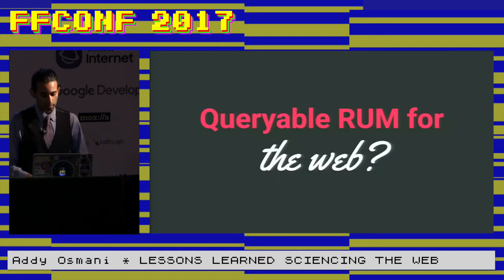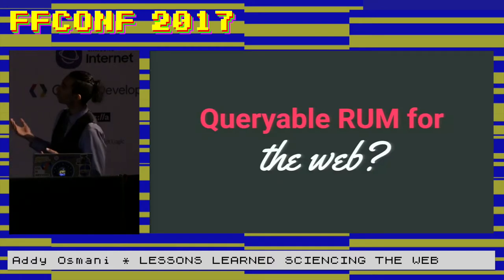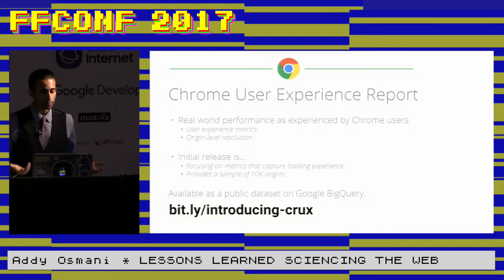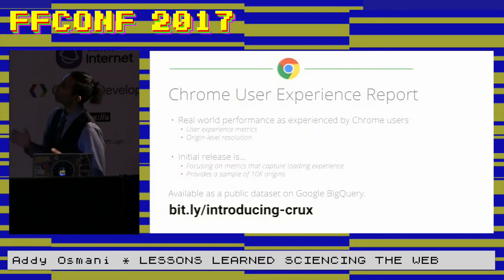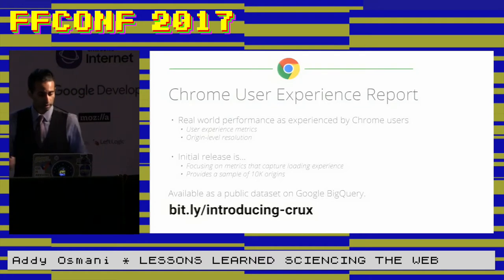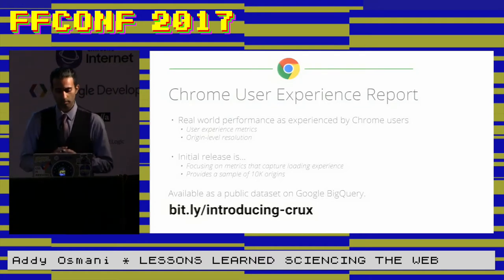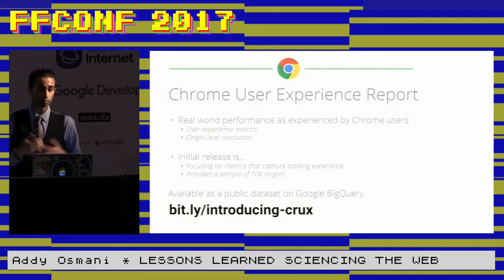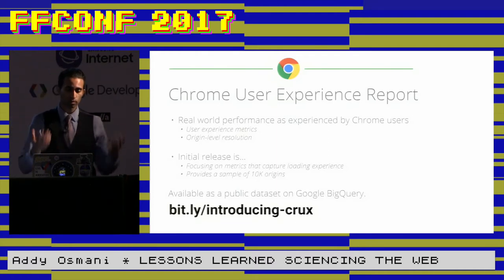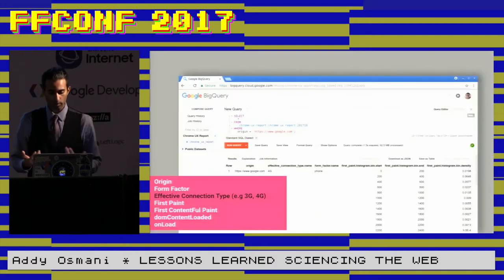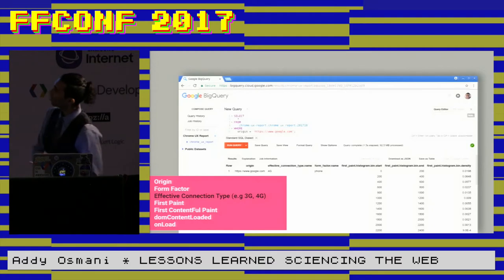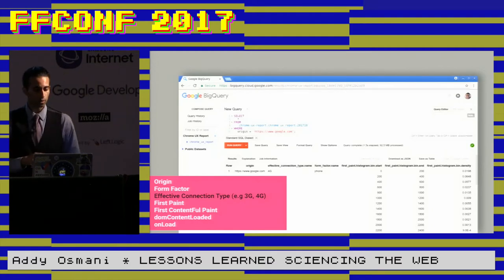And so over on the Chrome side, we've been thinking about what queryable RUM for the web would look like. And a few weeks ago at Chrome Dev Summit, we announced the Chrome User Experience Report. The idea here is that this is a public data set that captures key user experience metrics from real-world conditions using real Chrome users. So we anonymize this data, it's rolled up to the origin. And the idea here is that all of this data is queryable. This is what a typical query might look like. You're usually in BigQuery.